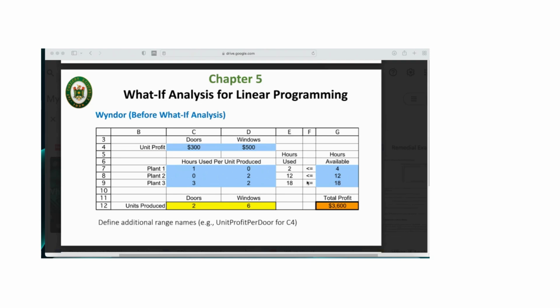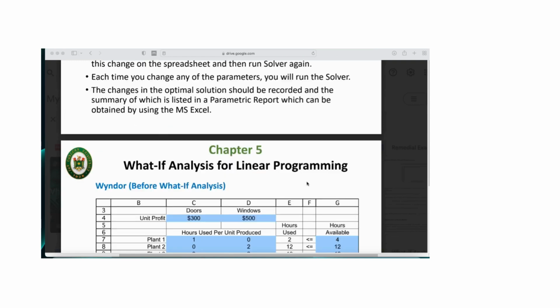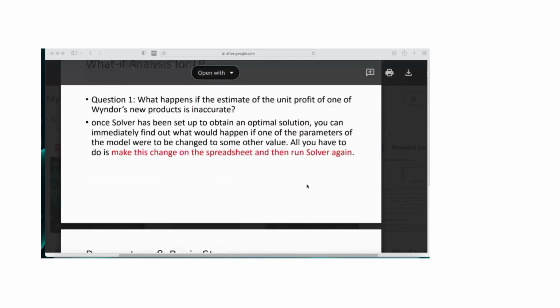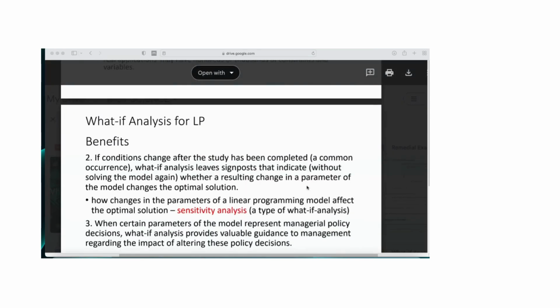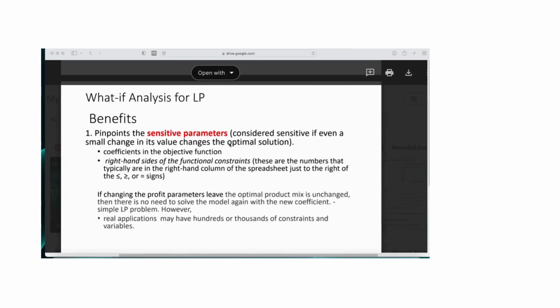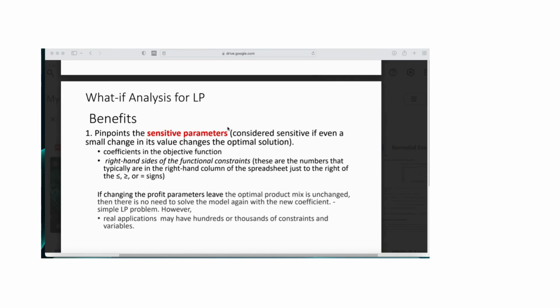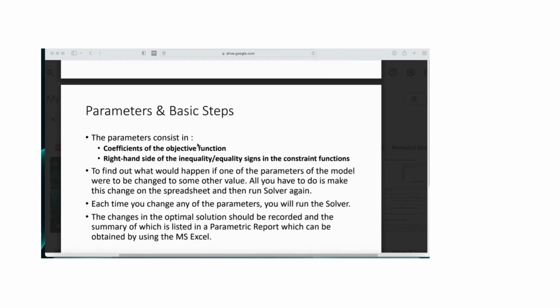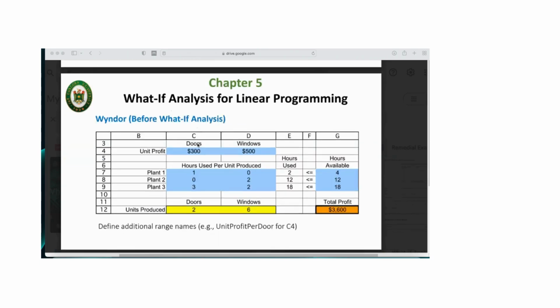Now that we have identified the parameters, the next thing is for you to understand when are these parameters sensitive? Parameters are sensitive when a small change in the value of that parameter changes the optimal solution. Let's illustrate that. How will it happen?